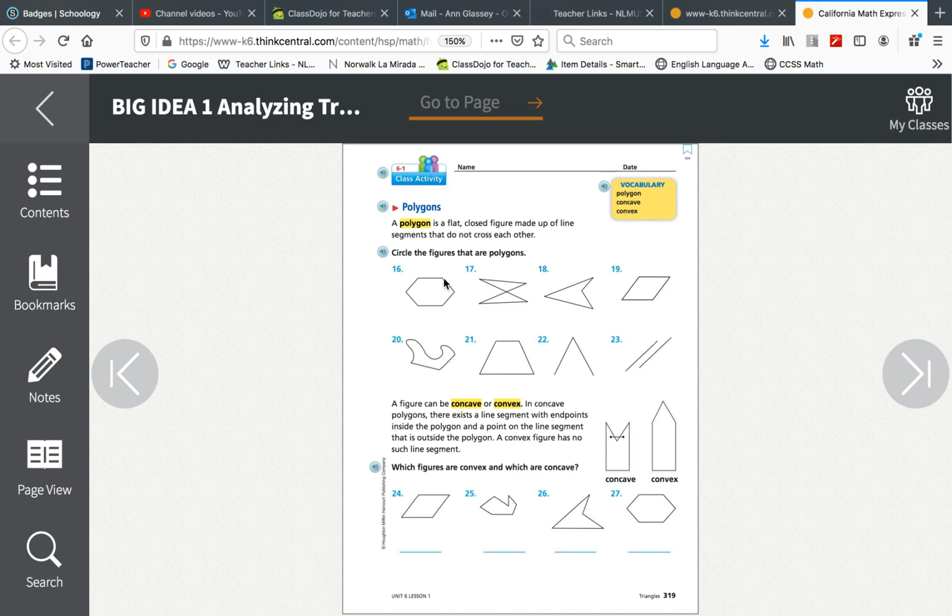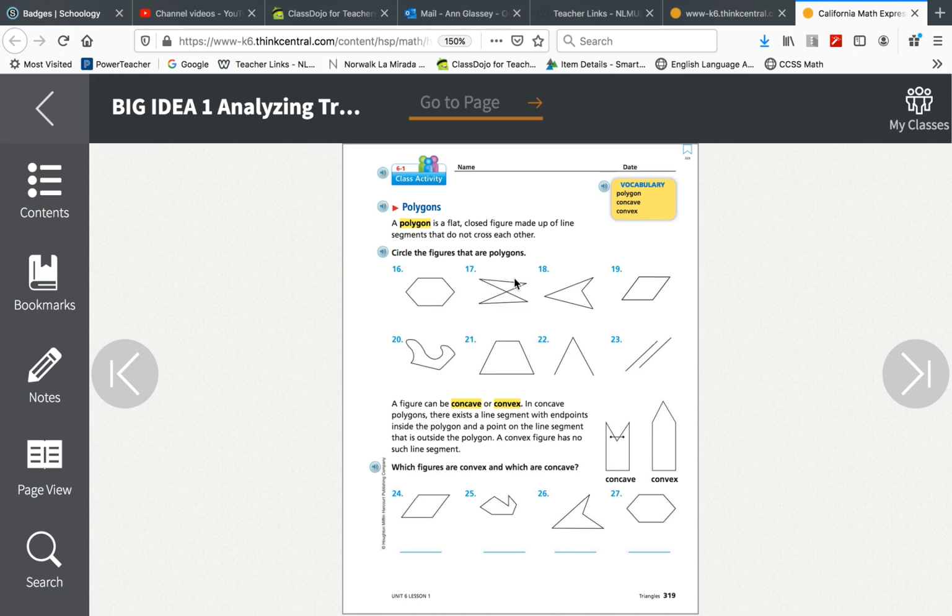Yesterday we learned that a line segment has two endpoints. It is not a ray with an arrow that goes on for infinity. This is a line segment. It has two endpoints. This is a line segment. These line segments touch each other and make angles, but they do not cross over each other.